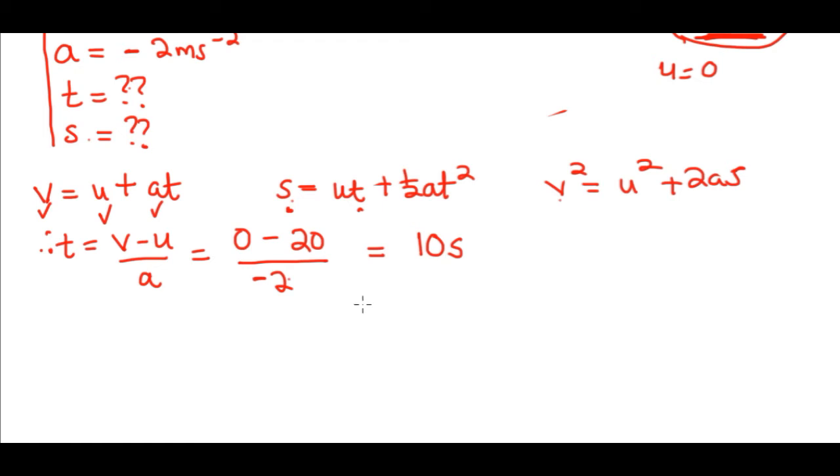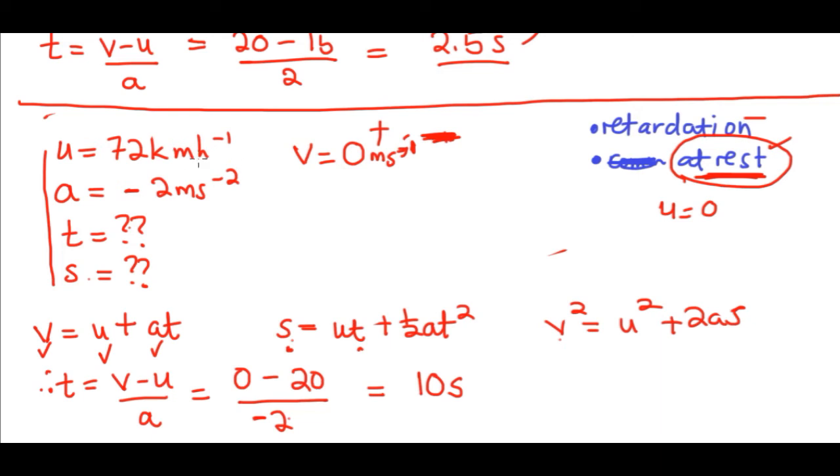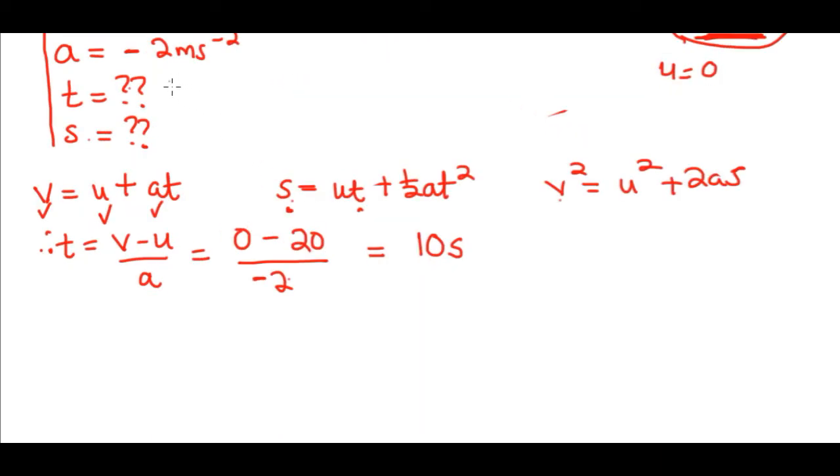So when the conductor pumps the brakes, it's going to take us 10 seconds to come to rest, or for the train to stop when it was traveling at 72 kilometers per hour. That's it. Right? First part answered. We now know our time. Let's calculate our S. Which one do you prefer? Do you prefer this one, or you prefer using this equation? You decide. Because here we have our V, we have our U, we have our A.